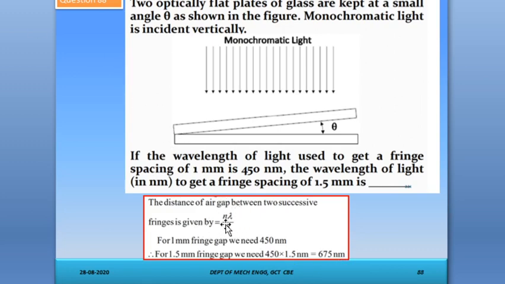The formula for the air gap between two successive fringes is n lambda divided by 2. Here the values are given: for 1 mm, 450 nanometer. For producing the fringe gap of 1.5, 450 is multiplied by 1.5. Therefore 675 nanometer is the wavelength of the light.